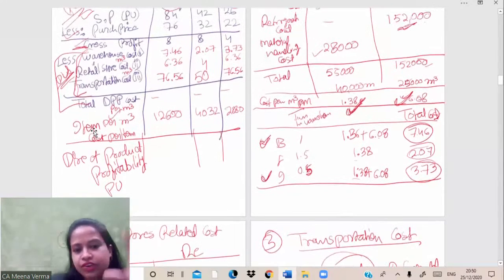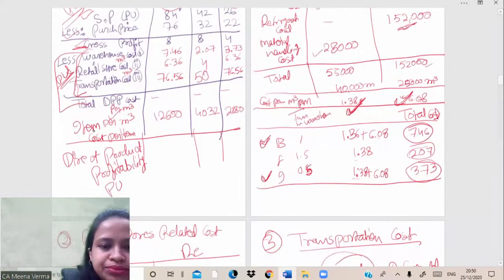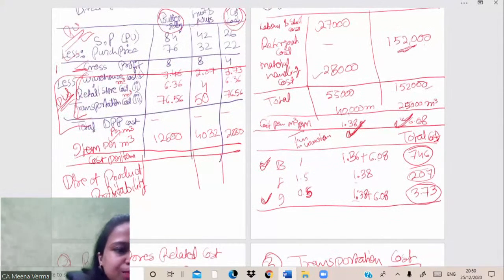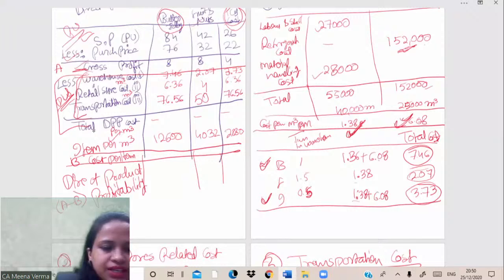Give me the value of cost per item, and then this cost per item, subtract this from gross profit margin. Keep it A, keep it B. So A minus B will be your direct product profitability. Give me the value. Solve this.